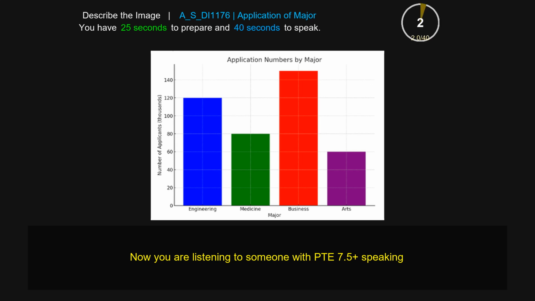The given image gives the information about application number by major. The x-axis represents the majors engineering, medicine, business, and art, whereas the y-axis represents the number of applications in thousands. If we look at the picture, business is the very highest, which is 140,000, and medicine is the lowest one, around 80,000 applicants. To conclude, the image is very informative because it provides the information about application number by major.